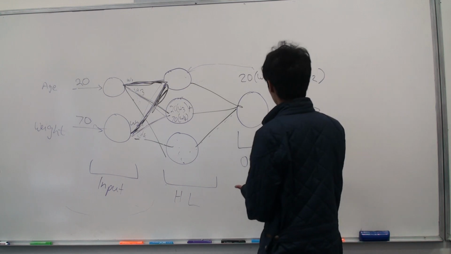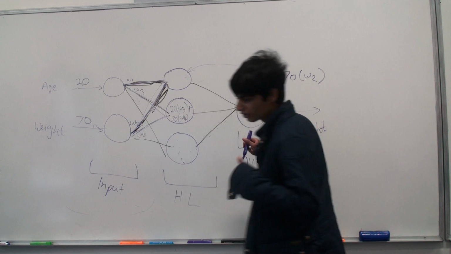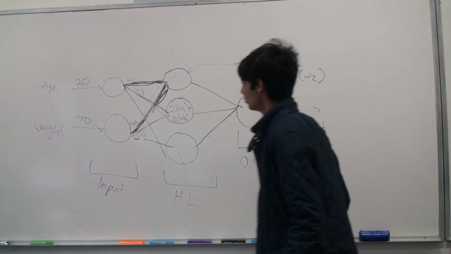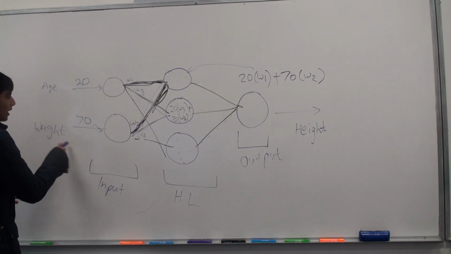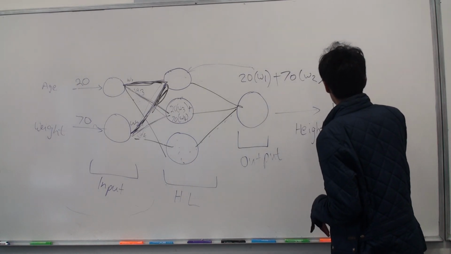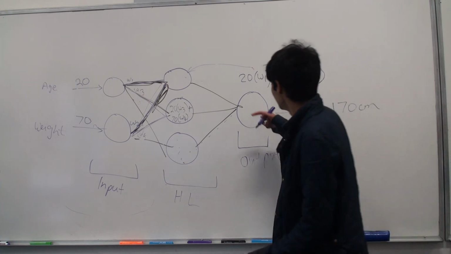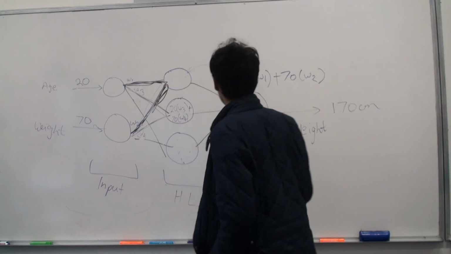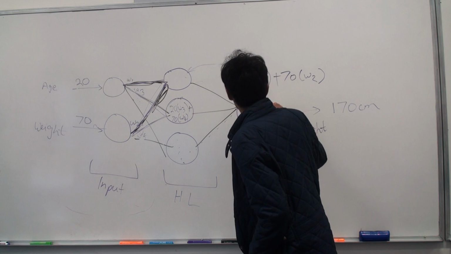So it will give some output, for example, height. It will obviously be wrong the first time because the weights we chose were randomly assigned. But let's say we know the outcome here. Let's say age 20, weight 70, we know that the height should be 170 centimeters in this case. Initially we won't get 170. Why? Because I chose the weights randomly and it's highly improbable. So we might get something wrong, like 120.